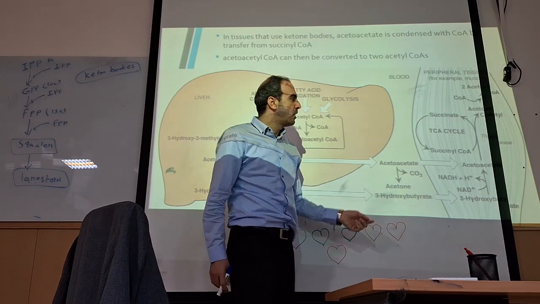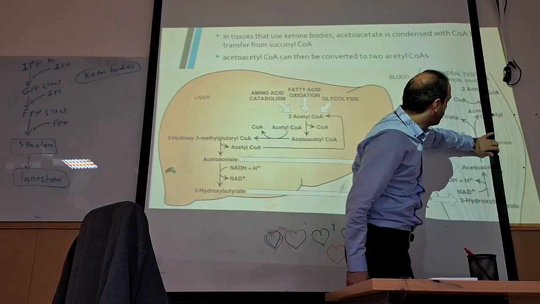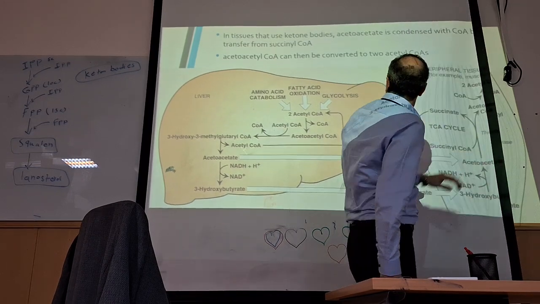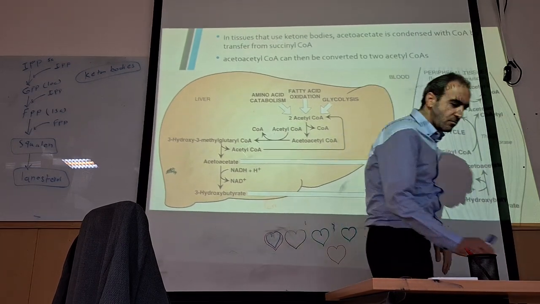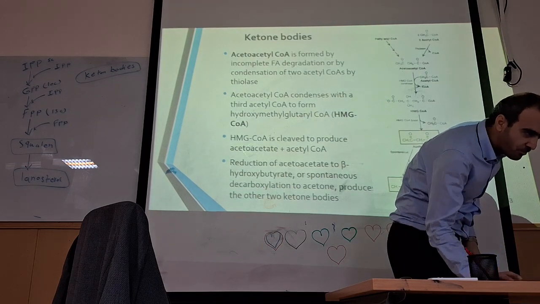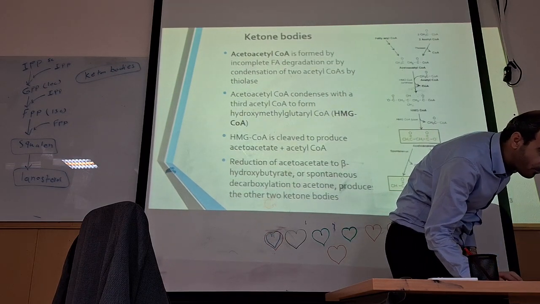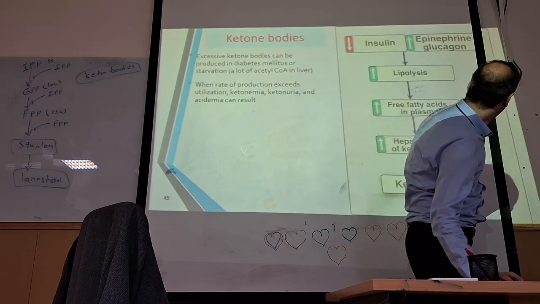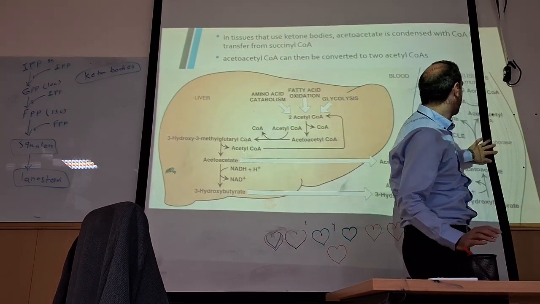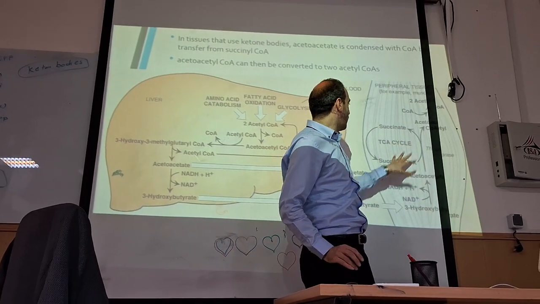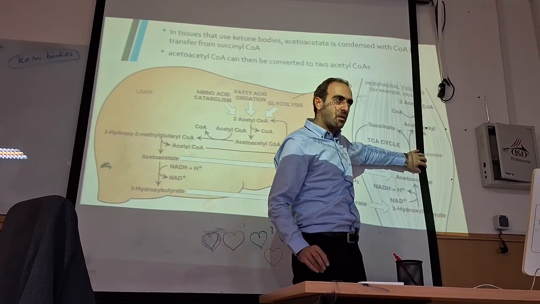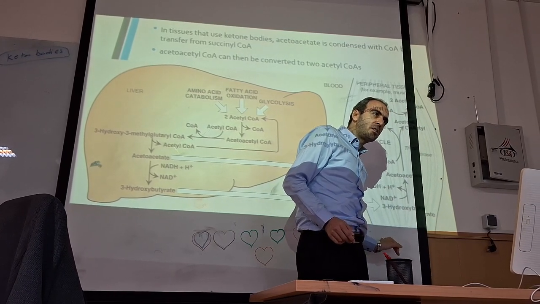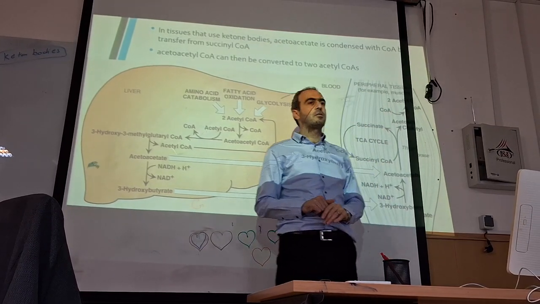But here we have an enzyme known as a thiolase. This enzyme here needs 1 molecule of ATP. So 23 for acetoacetate and 26 for the beta-hydroxybutyrate.